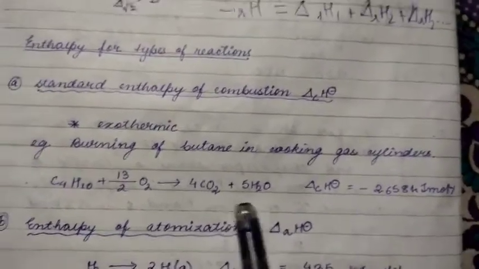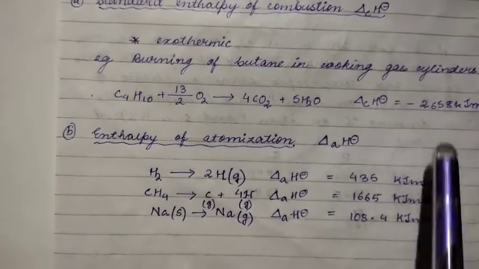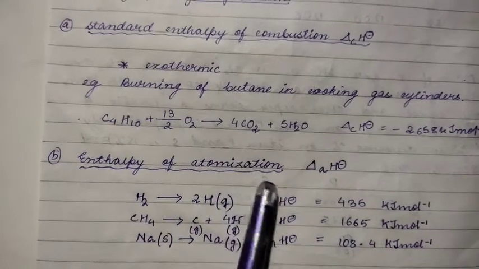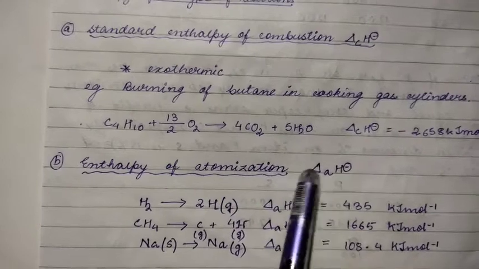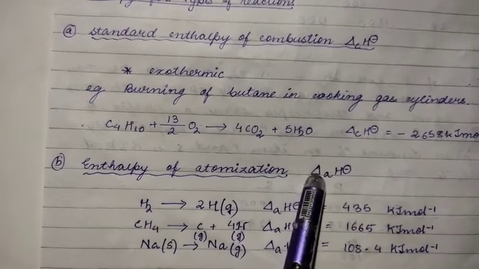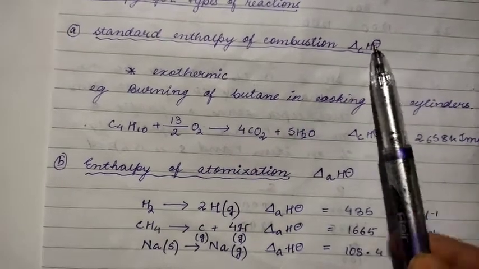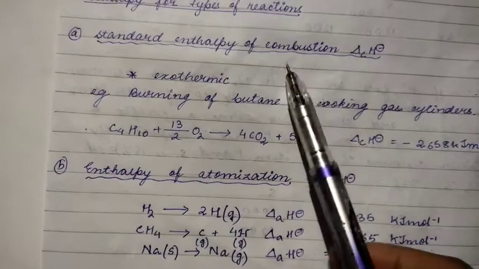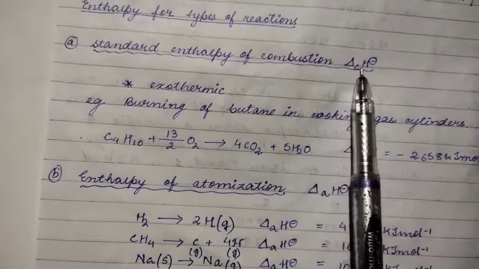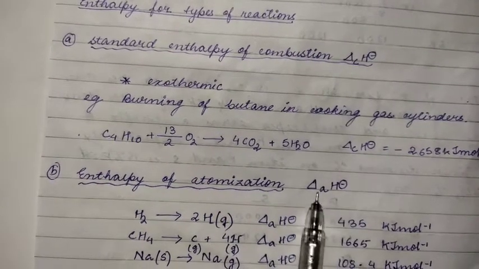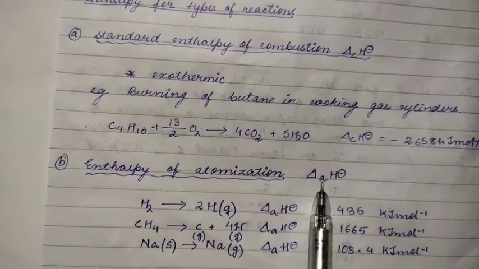And for this, the enthalpy of combustion is minus 2658 kilojoule per mole. Next comes enthalpy of atomization, which is designated as delta AH naught. So whatever designation we put, because you see for this also it's H, for this also H, in order to differentiate between them, we always have to give a name, a surname like. So for combustion it's C, for atomization it's A, for formation we put F. So these are nothing big deal.